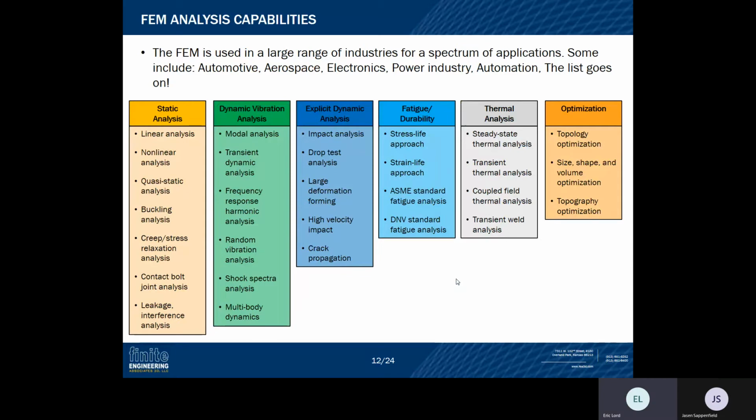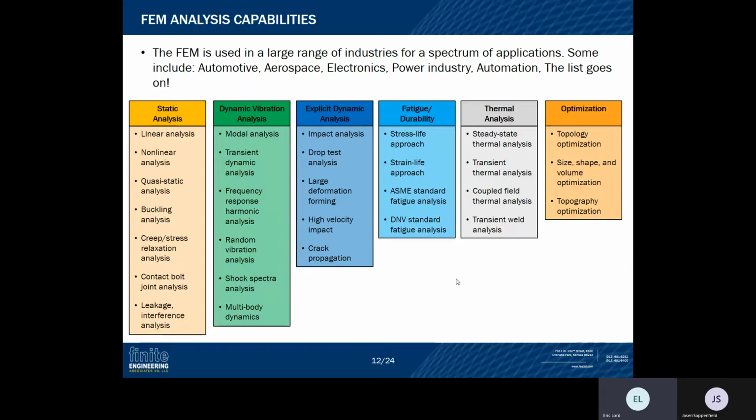And then we also have explicit dynamic analysis. So very similar to the dynamic vibration analysis, but a slightly different approach. So for very high strain rate problems, so again, drop test analysis, these are often used for very high strain rate impact analysis. Also large deformation problems. So whether you're forming something out of metal, that's a very good application, or you have something that has high velocity impact, or you're looking at how cracks even propagate. All of these things can be done with explicit dynamic analysis.